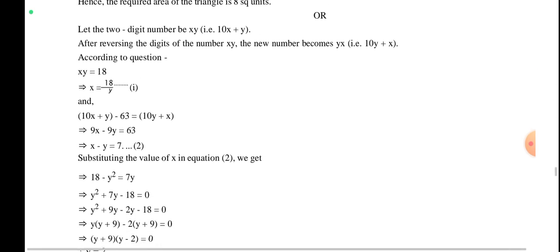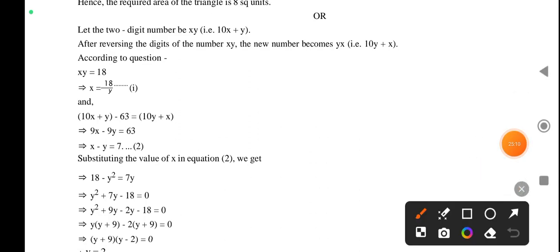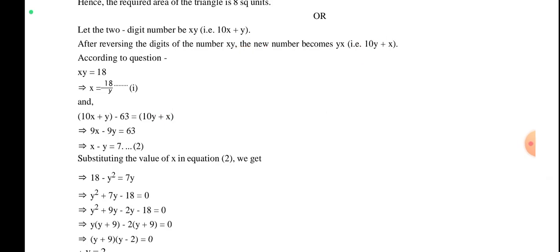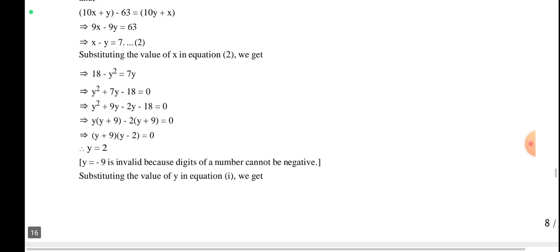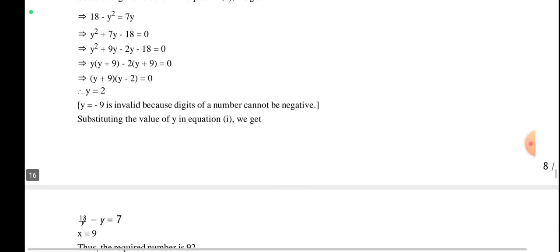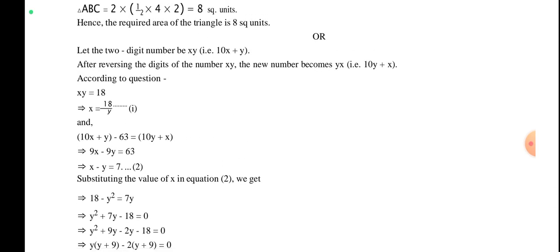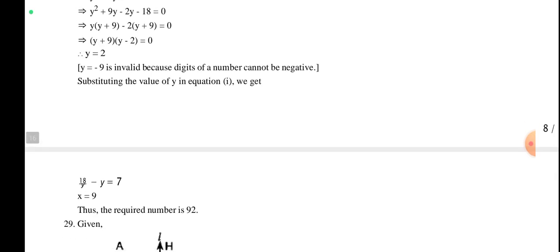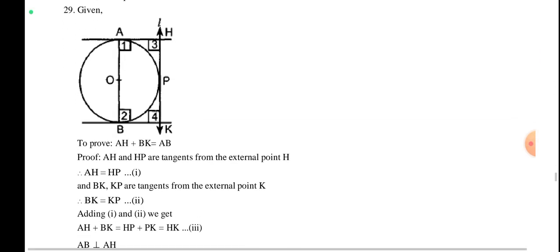Then talking about the 2-digit number, one is 10x plus y and another one is 10y plus x. Then for adding the numbers, subtracting, all this, what they have given, we followed and simplified. At last we are getting x equals to 9, y equals to 2. Now y negative value is not possible, since digits can never be negative, so we can remove it, since we are going to find a digit.